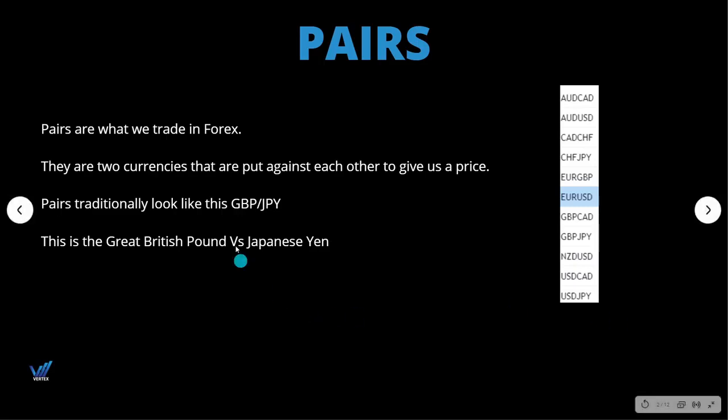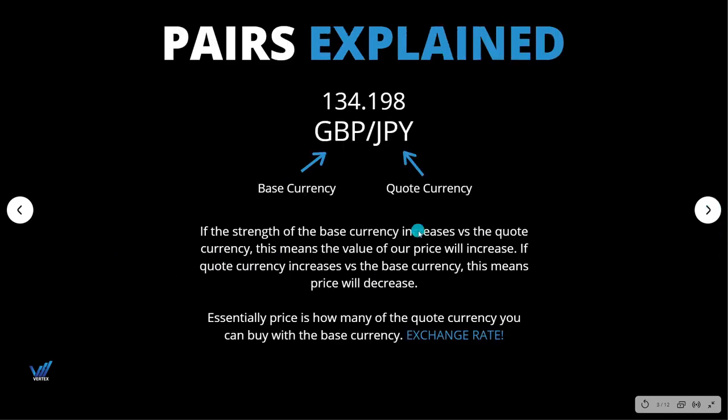Pairs traditionally look like this right here, GBP, JPY. And this is the Great British Pound versus the Japanese Yen. So pairs explained. This on the left is always the base currency, and the one on the right is the quote currency. So essentially, if the strength of the base currency increases versus the quote currency, this means the value of our price will increase. If quote currency increases versus the base currency, this means price will decrease. It's essentially how much of the quote currency you can buy with the base currency.